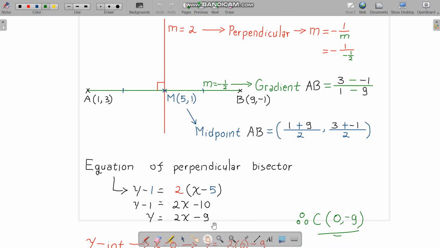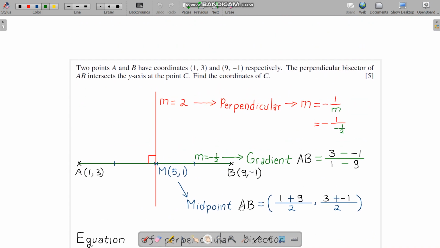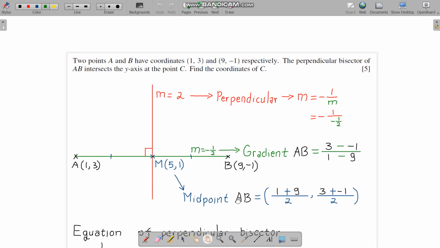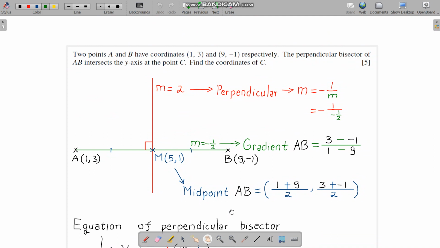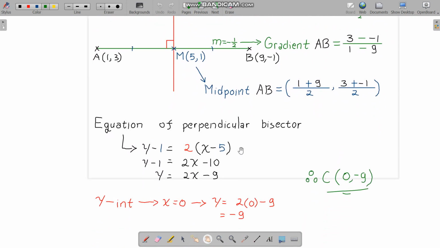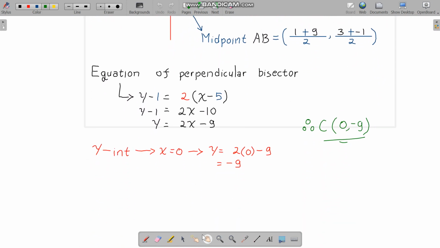After we find the equation, now it says we have to find the coordinates of C, and C is where it intersects the y-axis, the y-intercept. Now the y-intercept is of course 0 comma something, so the x must be 0. We simply replace this x with 0, find the y value, and therefore we get the coordinates of C, which is 0, -9.